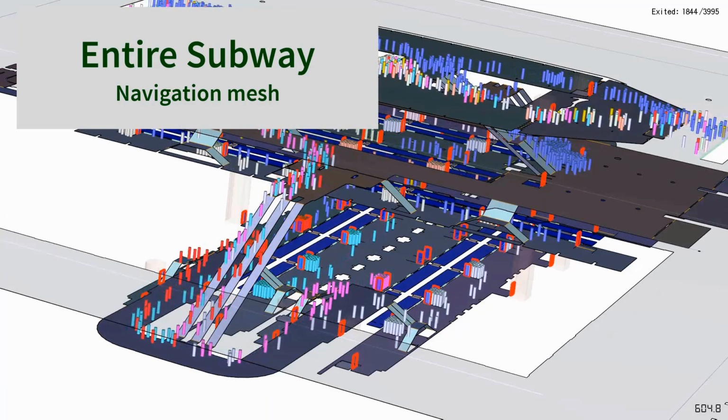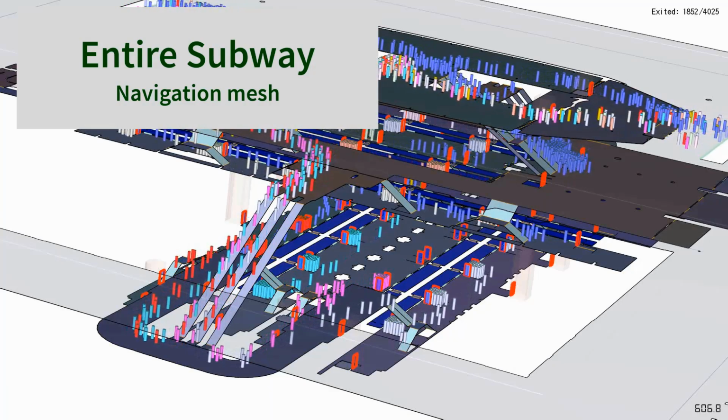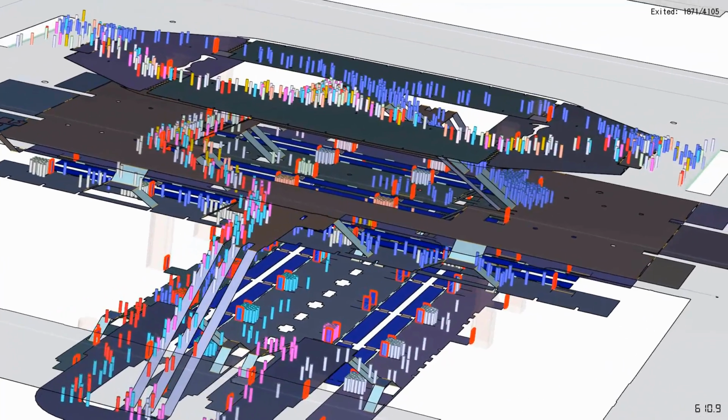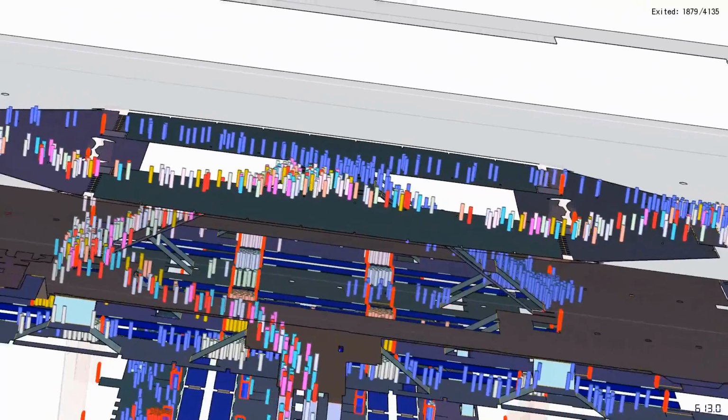This shows the navigation mesh of the entire model. The blue cylinders are people leaving the station. The other colors are people proceeding to different trains.